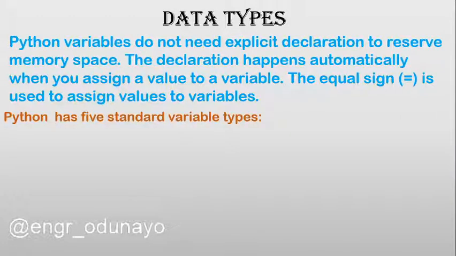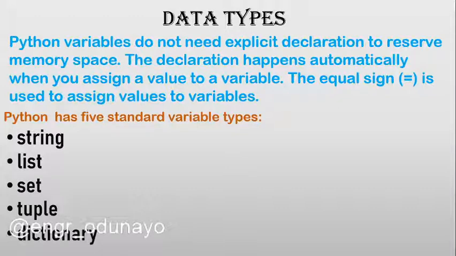So Python has 5 standard variable types. We have the string. A string is just a collection of alphabets or numbers, and they are usually wrapped in quotes. We have the lists, which is just like an array. We have the tuple, also an array, but it is immutable. We have the sets and we have the dictionary. We'll be looking at each of these data types in the next few classes.